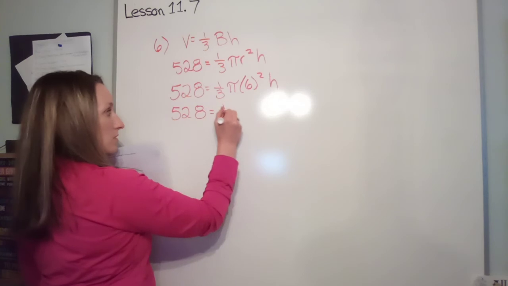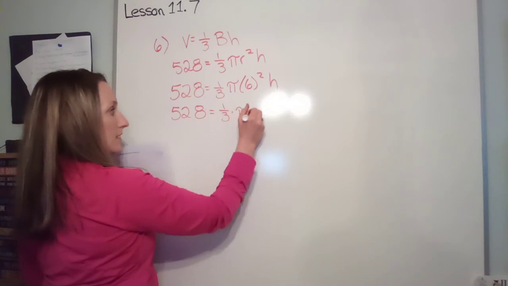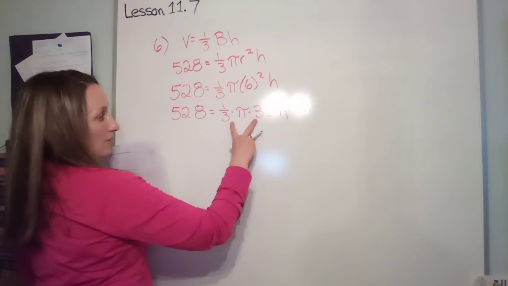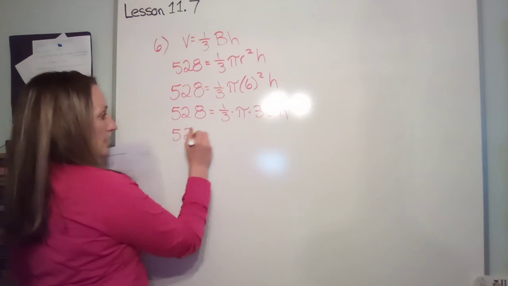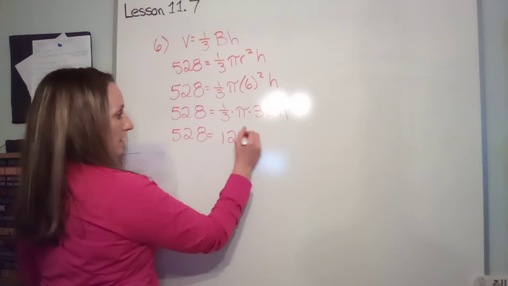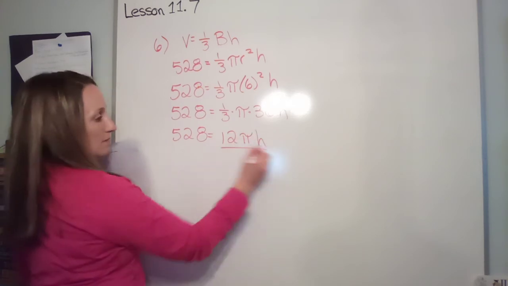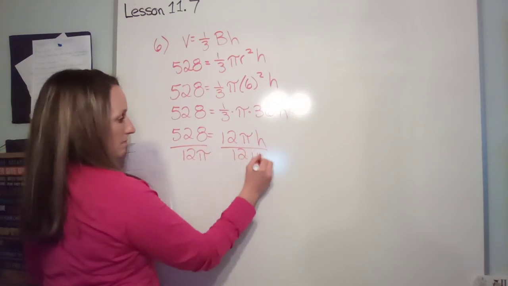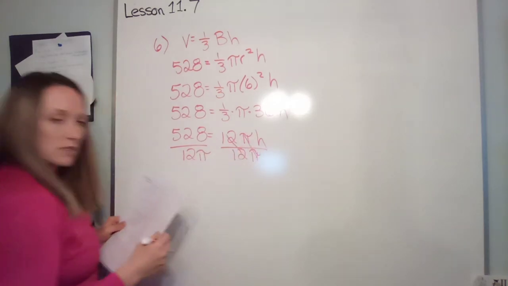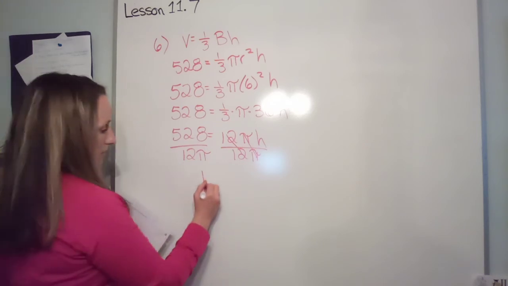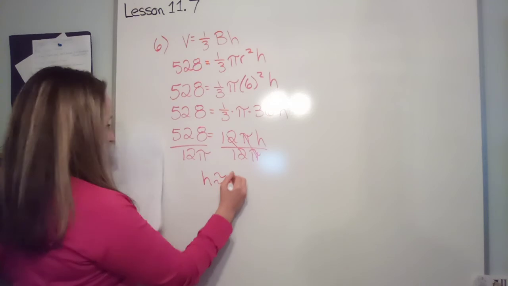So 1/3 times pi times 36 h. You multiply those together. 1/3 times 36 equals 12 pi h. Then divide both sides by 12 pi. Again, for this one, I would most likely tell you to give me an answer rounded to the nearest something. We'll round to the nearest whole number because that's what I did in the notes. H is approximately 14 meters.